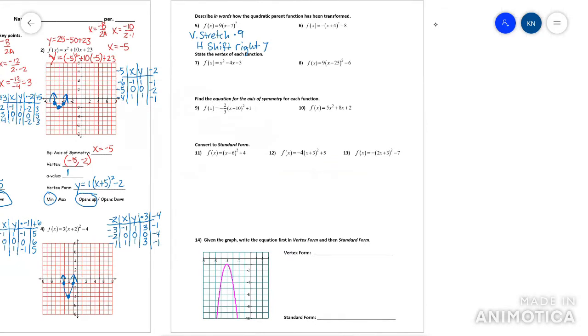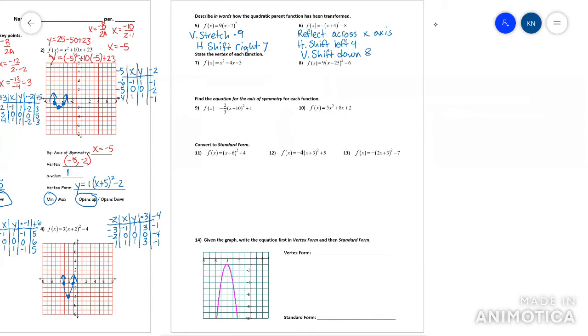The next one, the negative out in front, is a reflection across the x-axis. The +4 is a horizontal shift, left 4. And then the -8 is a vertical shift, down 8.